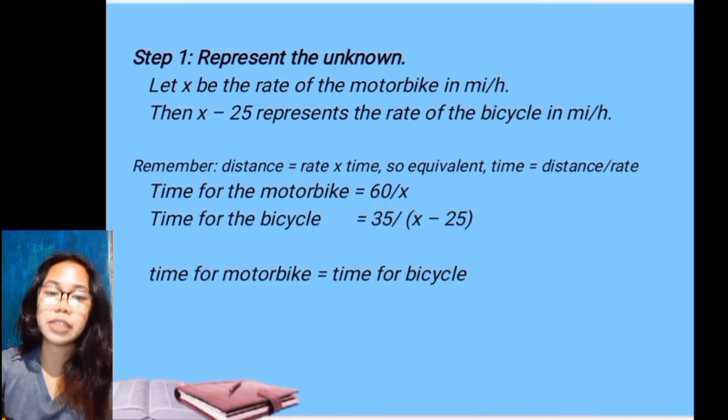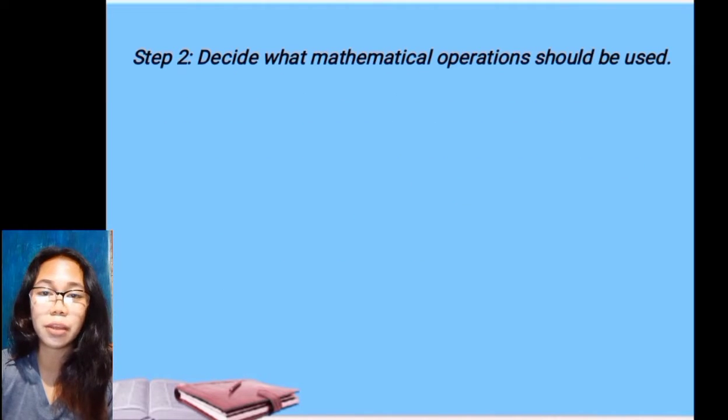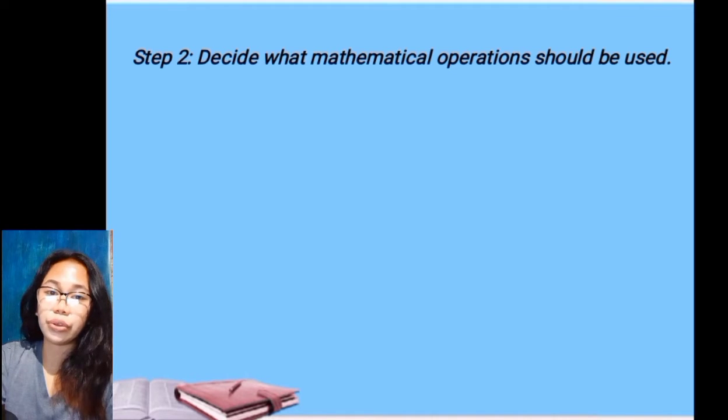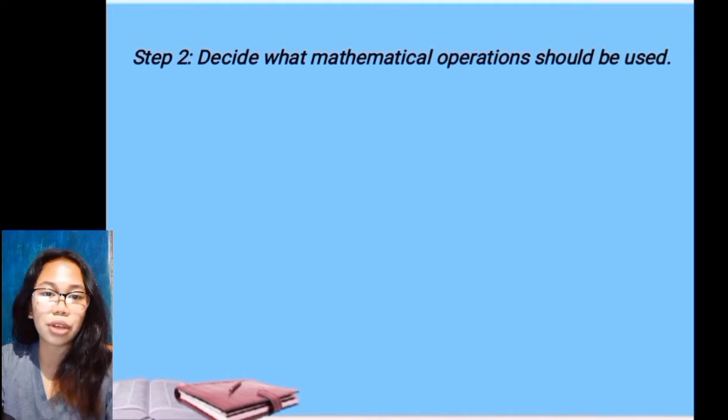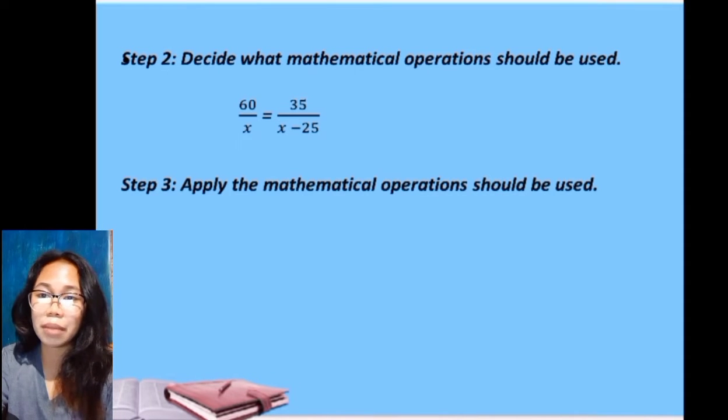We are going to proceed to the next step, which is step 2, decide what mathematical operations should be used. Here, we are going to use division because, as I told you, remember distance equals rate times time, and the equivalent of time equals distance over rate. So here's the equation, 60 over x equals 35 over x minus 25. Next is step 3. Apply the mathematical operations to be used.